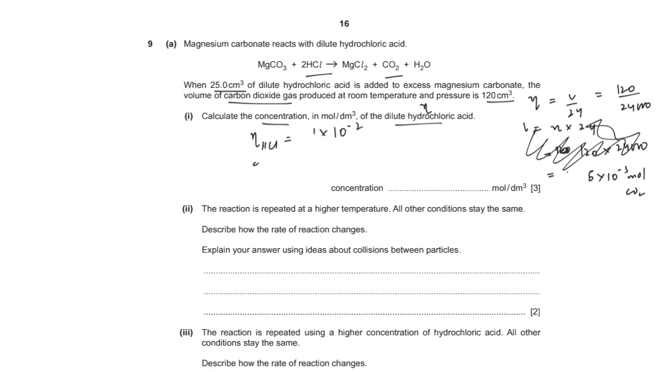We need to calculate the concentration. So the concentration formula is N is equal to C into V. So C will be equal to N divided by V. Number of moles we have is 1 into 10 to the raised power minus 2 divided by volume is 25, but you need concentration in dm cube, so divide this 25 by 1000.